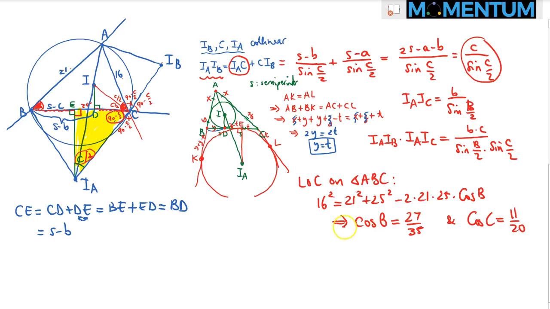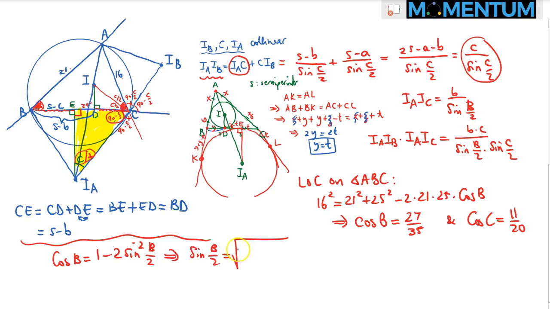Now we can use double angle formulas. Let's open some space here. Cosine B is equal to 1 minus 2 sine squared of B over 2. So sine B over 2 is simply equal to the square root of 1 minus cosine B over 2. We just calculated cosine B, right? 1 minus 27 over 35, all divided by 2. If you do the algebra here, I think this comes out as the square root of 4 over 35.